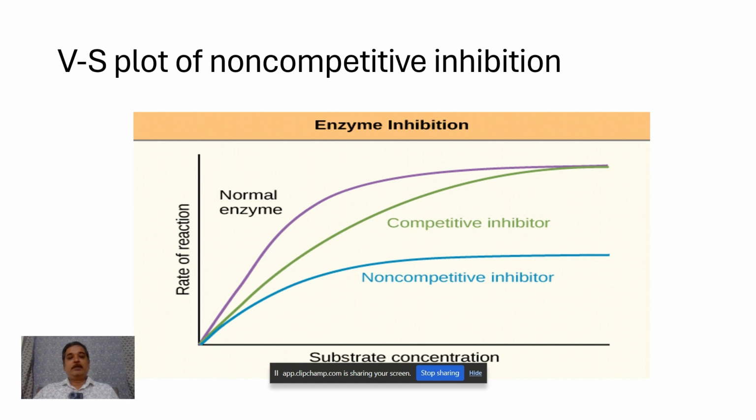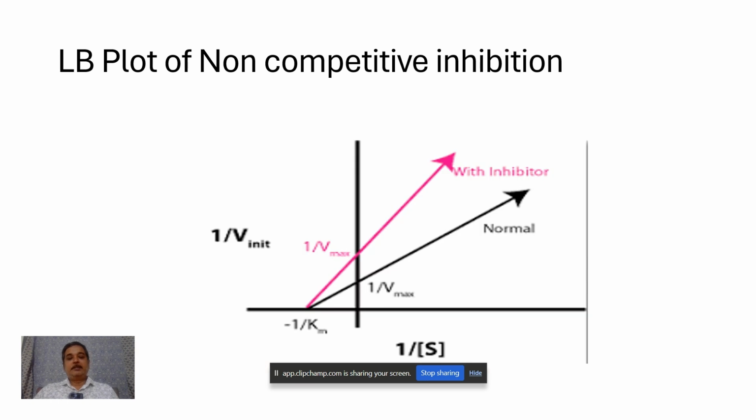So coming to the velocity substrate concentration plot of non-competitive inhibition, here we can see the Vmax is decreasing and Km is constant. And this is more obviously seen in the Lineweaver-Burk plot of non-competitive inhibition. We can see the minus 1 by Km is constant and 1 by Vmax is altered. So this is more suited for determining the type of inhibition.